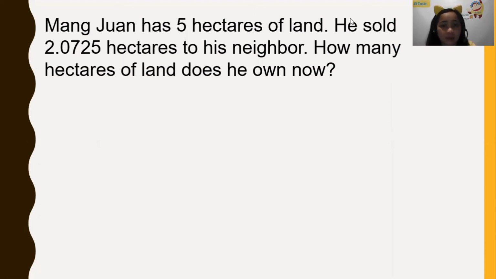So, napakadali naman. So, nung una, meron siyang ganitong kalaki, which is 5 hectare. Pinagbili niya yung 2 and 725 10,000 hectares. How many hectares of land does he own now? Gaano kalaki na lang yun natira sa kanya? So, gano'n lang kasimple. Now, let's proceed.